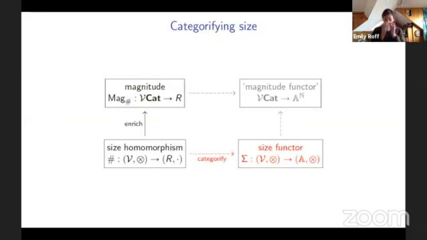So, just as magnitude allows us to lift a notion of size for objects in V to one for V-categories, magnitude homology is going to allow us to lift a categorification of size to a categorification of magnitude. So in order to tell you how to categorify magnitude, I first need to tell you what it means to categorify the size. I need to tell you what it means to be a size functor.